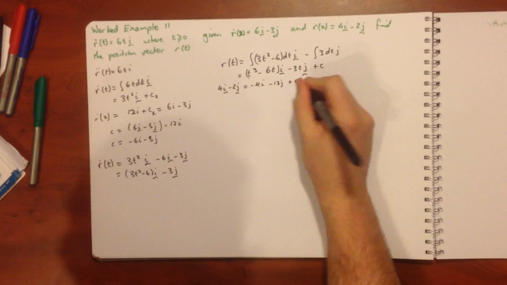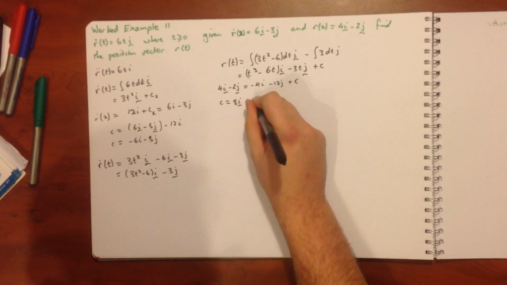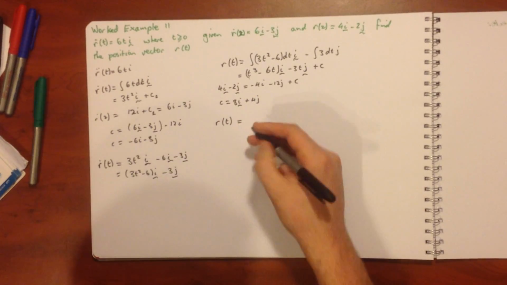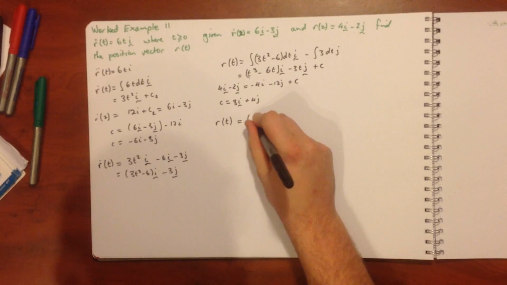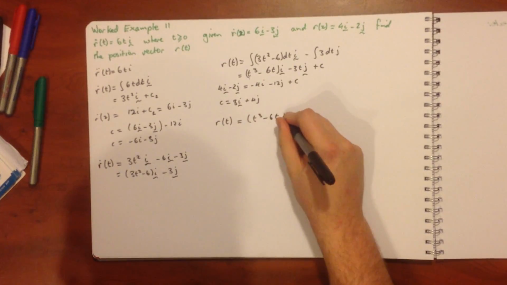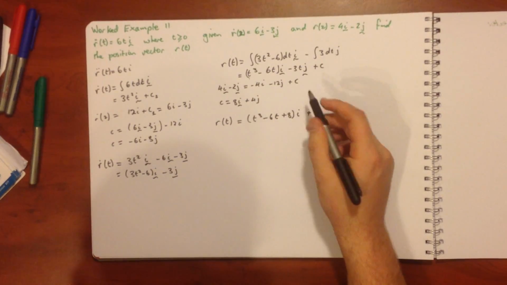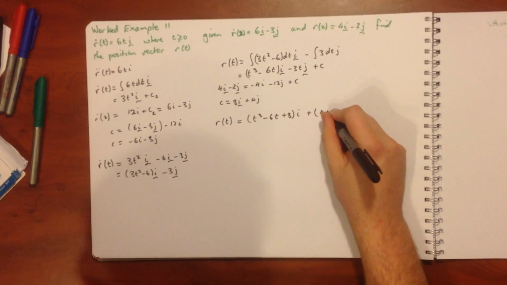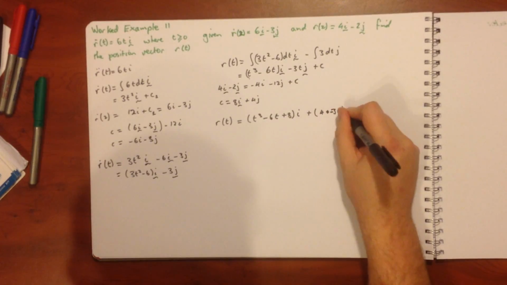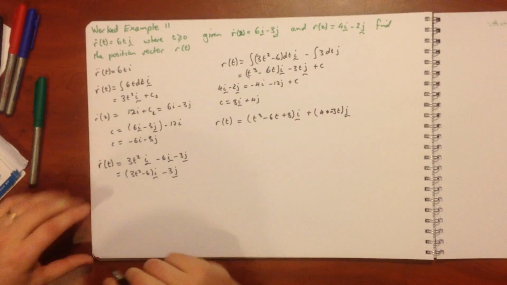Okay, so we can rearrange and we get a c value of 8i plus 4j. So that's going to give our position vector equal to, well, we can bring everything together and say that we get t cubed minus our 6t plus our 8i, plus we're going to get our 4 minus 3t j. So we get our 4 and then minus 3t up there. Okay, and that's all there is for this worked example.